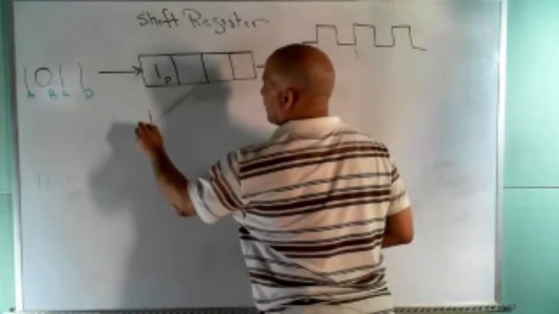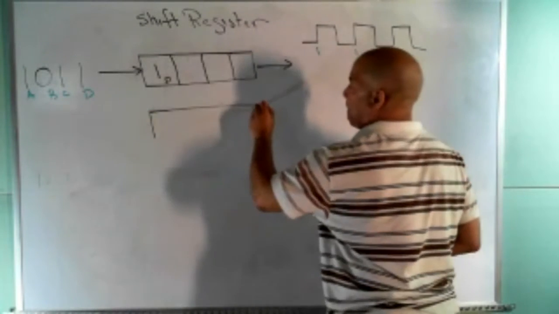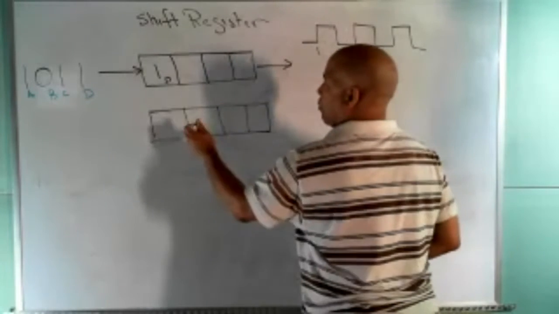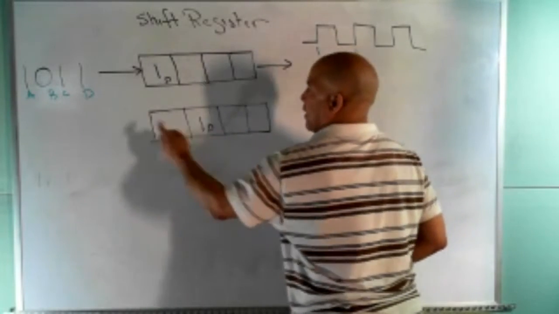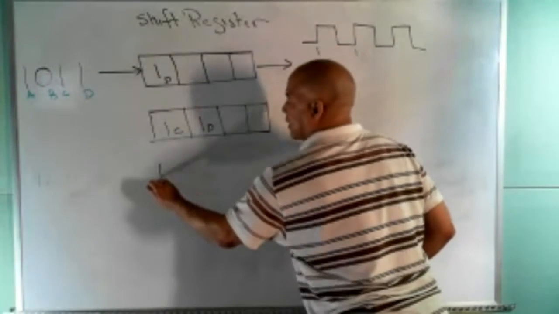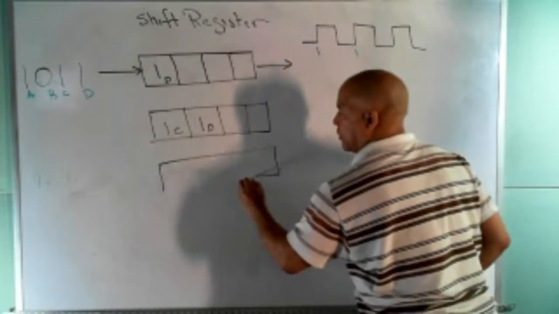And then on the next click of the clock, this 1's going to move over, so that's 1D, and that 1's going to move in there, so we've got 1C. And then on the next click of the clock, you can see what's going to happen.